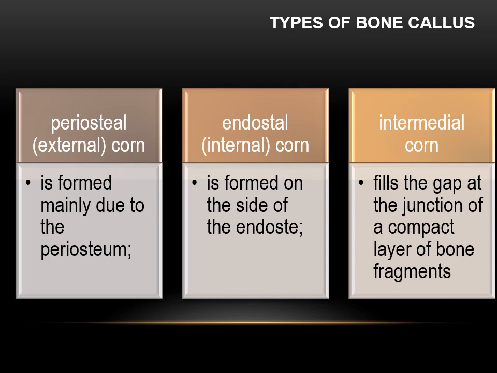The most high-quality, most durable and necessary callus is an intermediate callus, that is, a callus that fills the gap at the junction of the compact substance. Therefore, correct reposition, dense, qualitative comparison of bone fragments leads to the fact that the intermediate callus develops quickly and it is the most qualitative. It provides a very strong fusion of bone fragments.